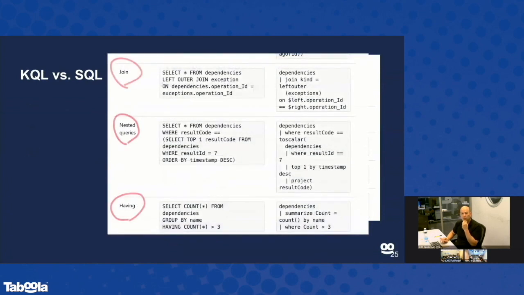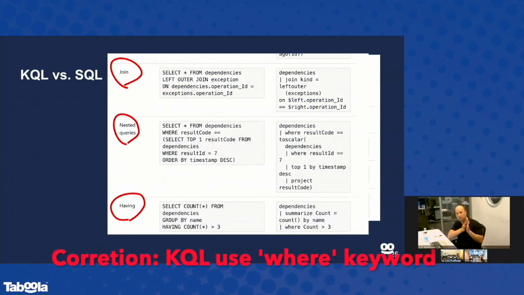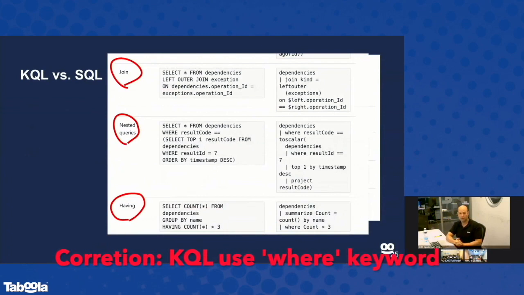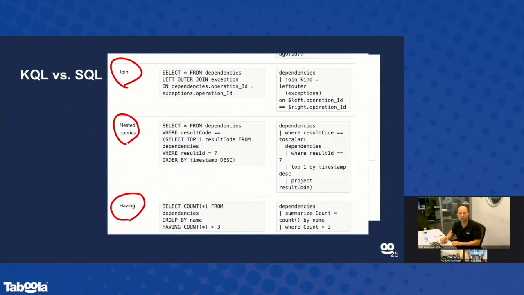If you want to join, you can join. If you want to use having, you don't need to use having because it's a fluent API. You will use where, again. In SQL, you need both, right? Where and then group by and then having. In KQL, you use where again and again because it's a stream. You get what I'm saying about KQL?